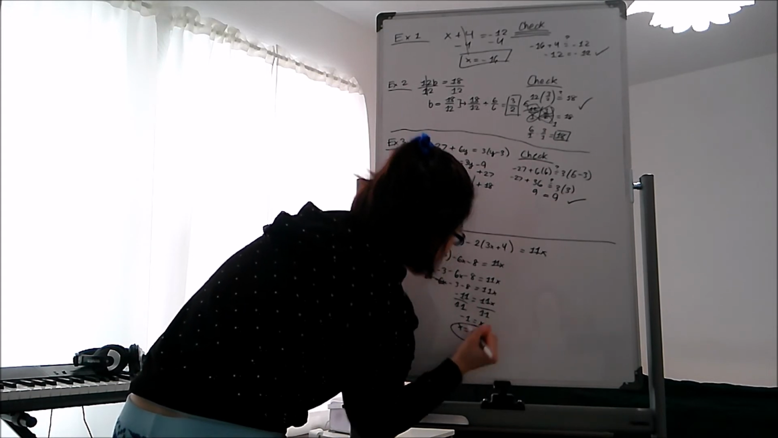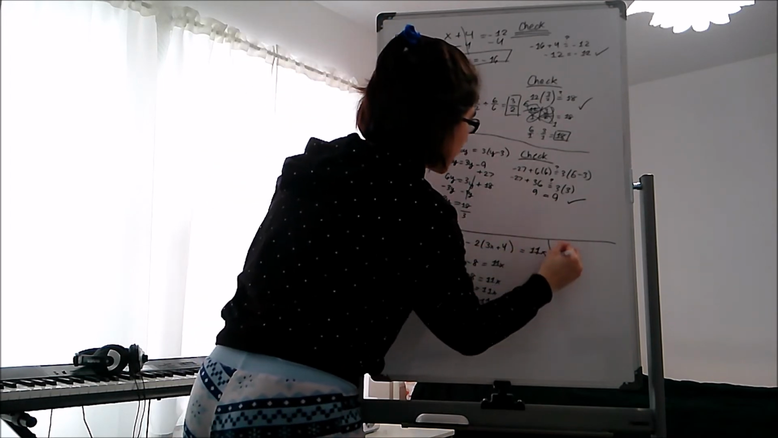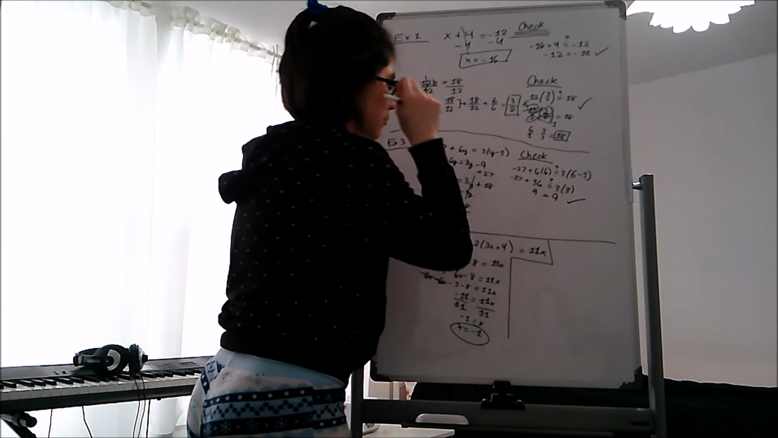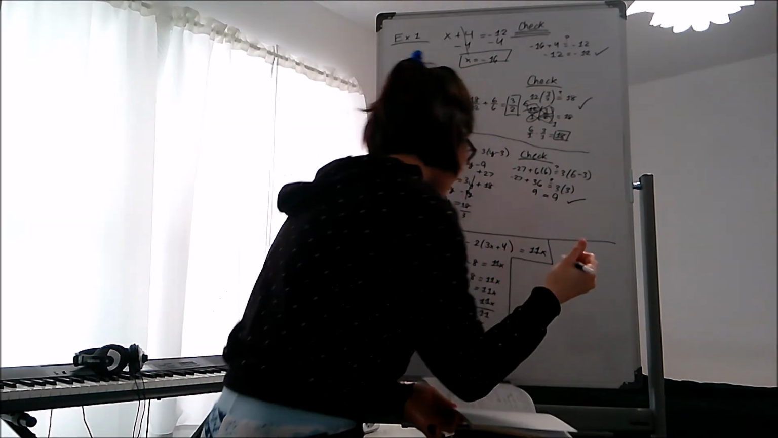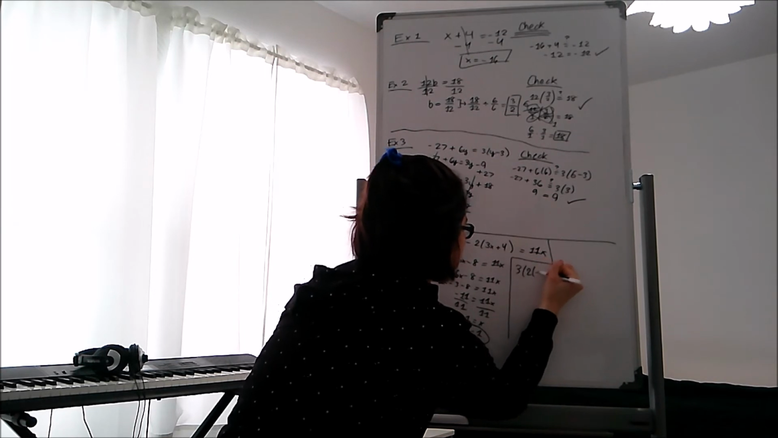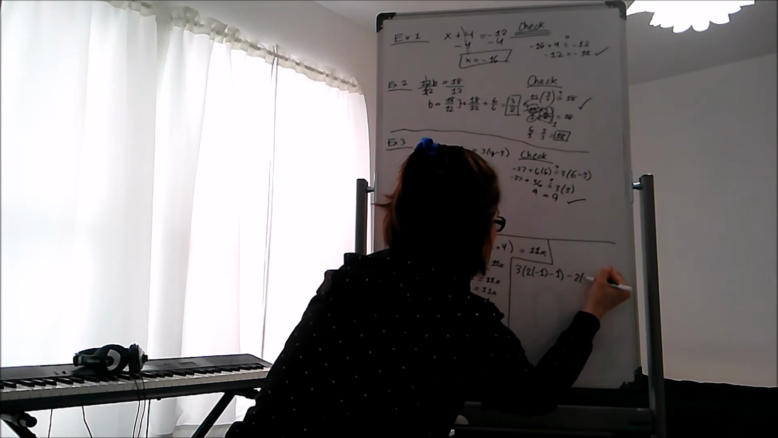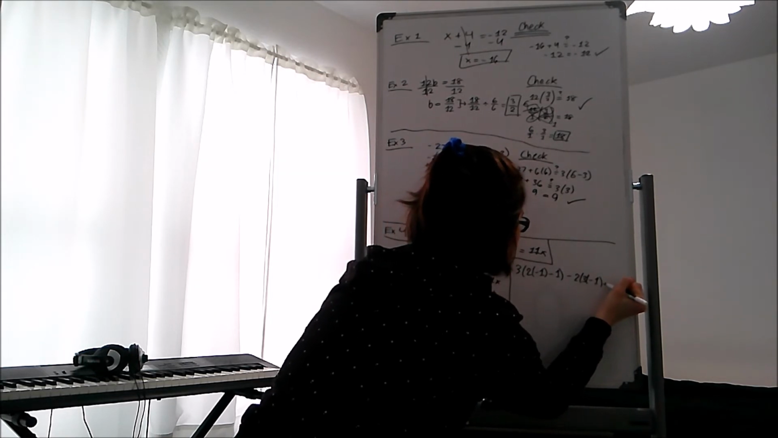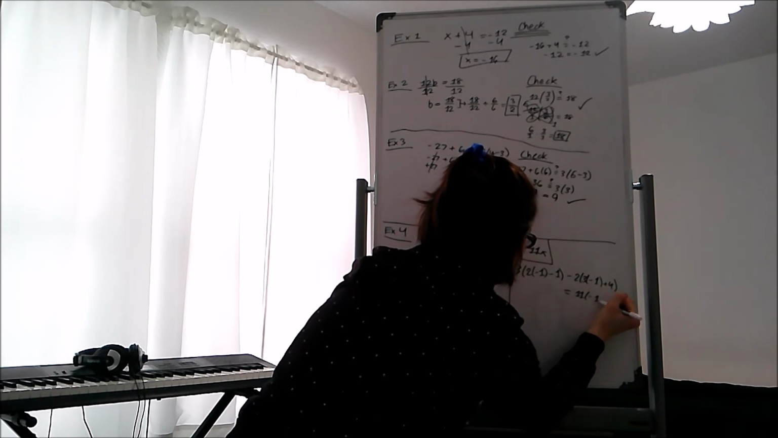But again, we have to check. We cannot just assume. There is no assuming in math. You check. You don't assume things. You check them. That's why it's a system. Okay, so does 3 times 2 times negative 1 minus 1 minus 2 times 3 times negative 1 plus 4 equal 11 times negative 1? Well, we're going to find out.